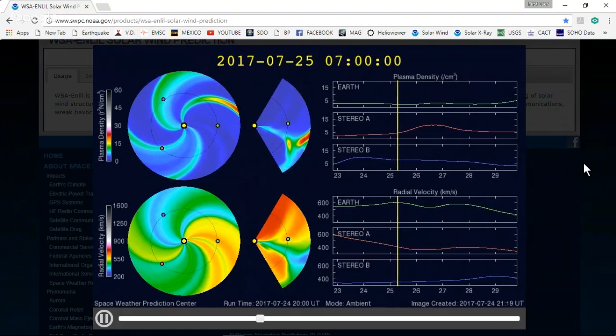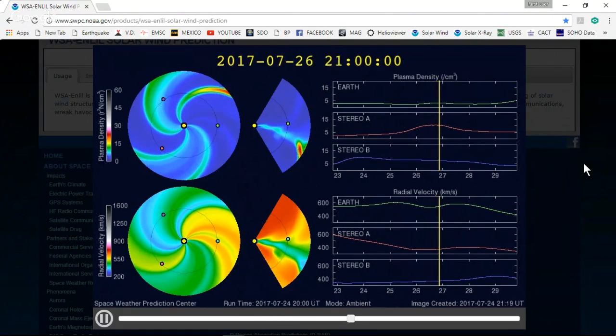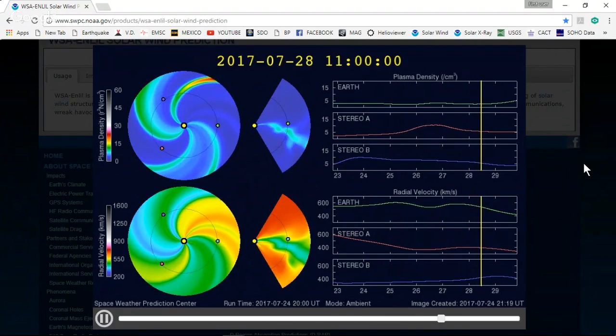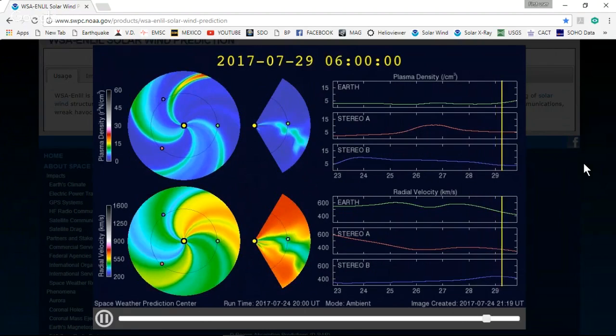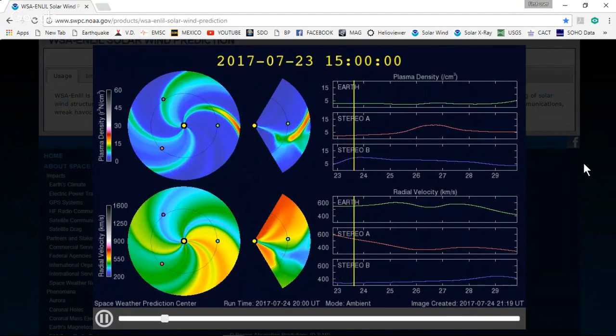Or even going back to, what was that, the 16th? Yes. The 14th or 16th? Yes, I think we were impacted on the 16th. So it was on the 14th that we had that large CME that was Earth directed.